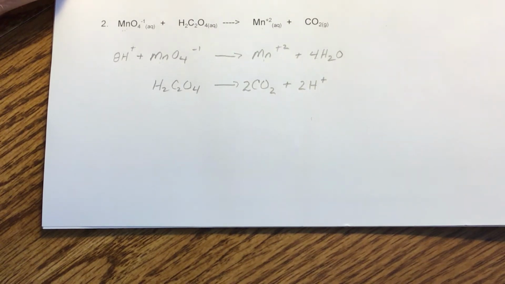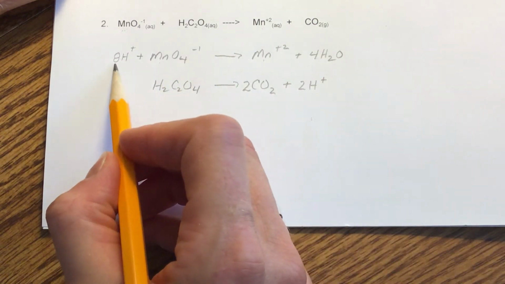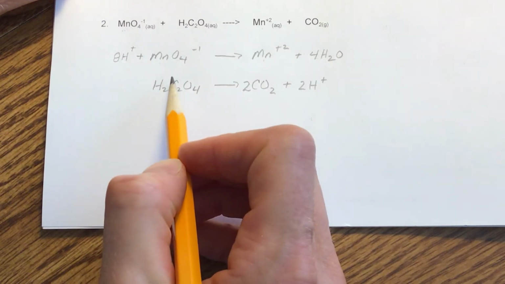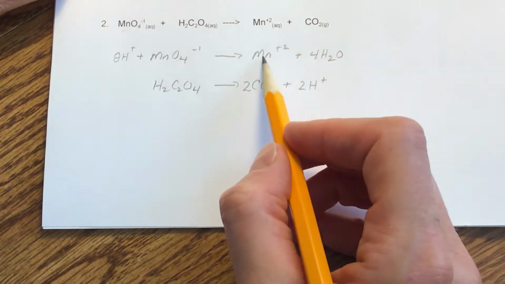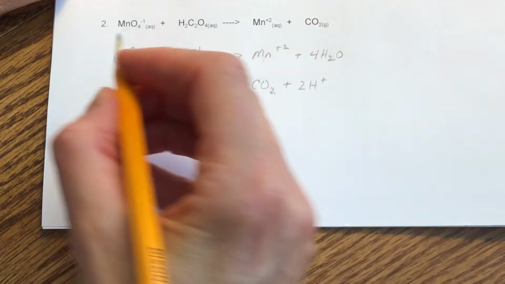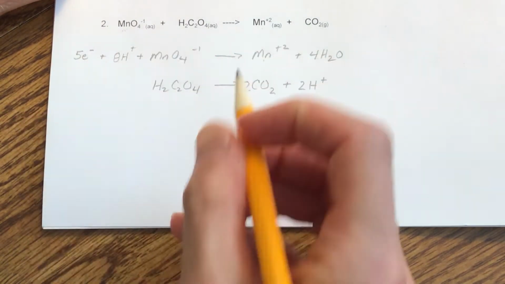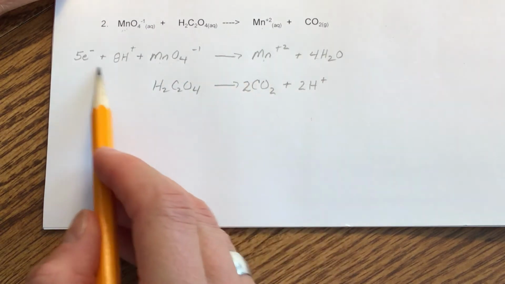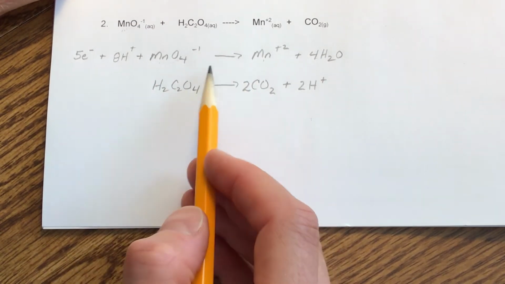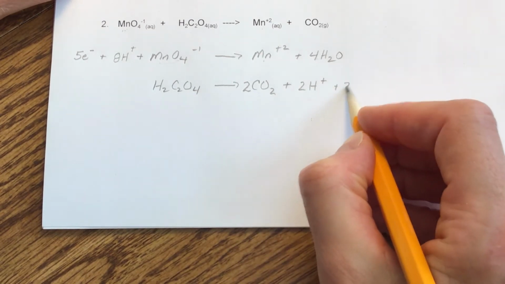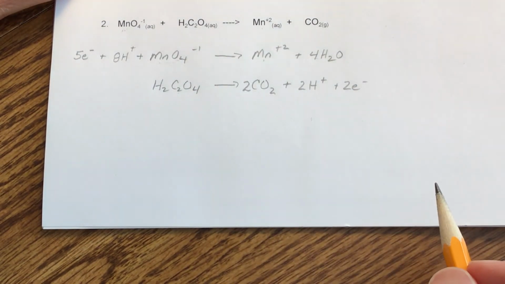Finally, we balance for charge, and it looks like in the first equation, on the reactant side, we have a total sum of positive 7, 8 protons plus the MnO4. And on the product side, we have a total charge of plus 2. So we'll add 5 electrons to the reactant side so that the reactant side and the product side have a total sum charge on each side of plus 2. In the second equation, we need to add 2 electrons to the product side.